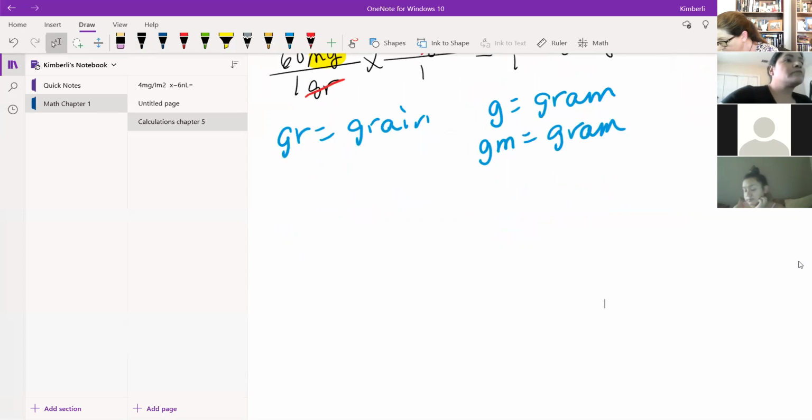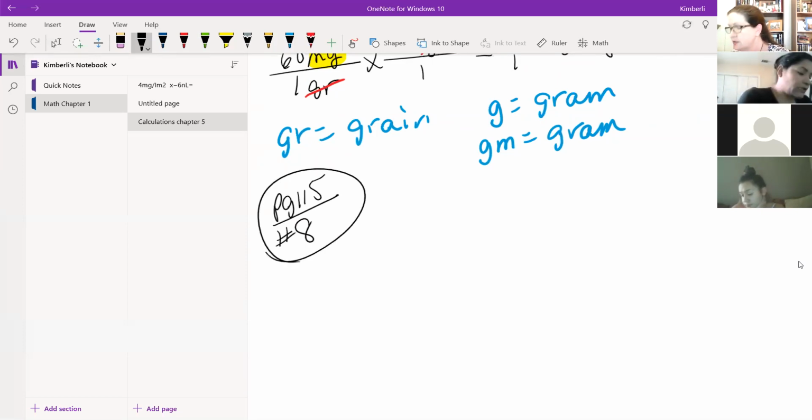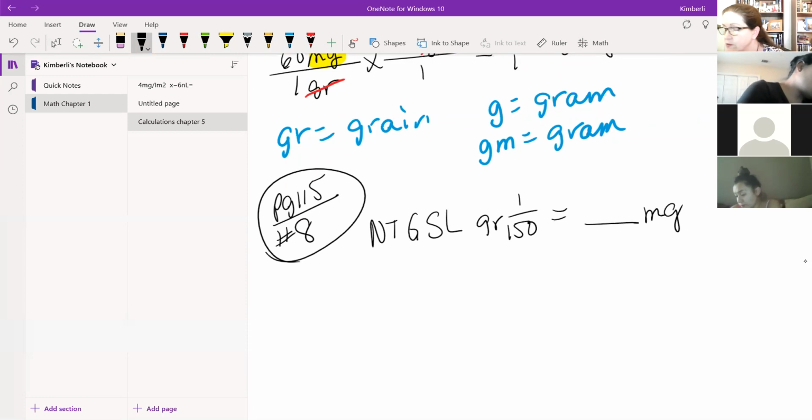All right, so look at number 8, and this is a good one. Page 115. And it says NTG. And then it says SL. And then it has a GR 1/150 equals blank milligrams. And we're probably going, I have no idea what they're talking about, right? I know I have a grain. I know I have a milligram, but what's all the rest of that?